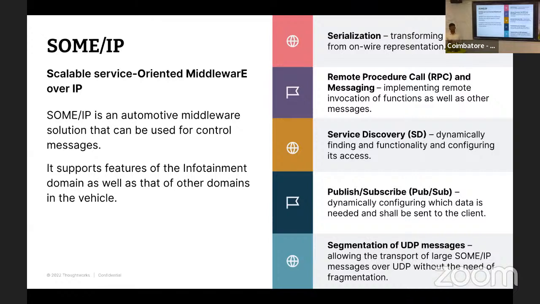SOME/IP is built on top of TCP and UDP, so it can use both. It uses TCP when working with request-response, and UDP when working with the pub/sub model. Some of the features SOME/IP provides are serialization and remote procedure call. With remote procedure call, we send a call to invoke a procedure in the server from the client side. We can also do service discovery, which is the base of SOME/IP.